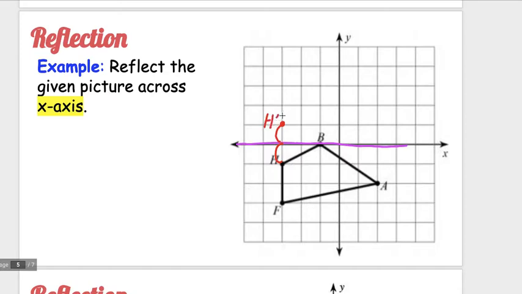Whenever you finish one, make sure you label it. And for B, you may wonder where B goes. B stays the same, because B is on the mirror. Just like when you put a figure on the mirror, it stays where it is. For A, 1, 2. So we're going to replicate this 1, 2. It's going to be here. Again, label this as A prime.